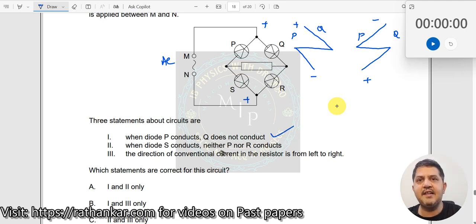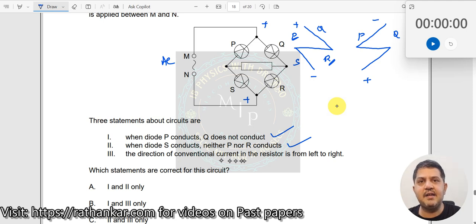The next one: when diode S conducts, neither P nor Q nor R conducts. When diode S conducts, neither P nor R conducts. This is R here. See, there is no line here, right? The conduction is shown by a line here. So therefore, this is also right.